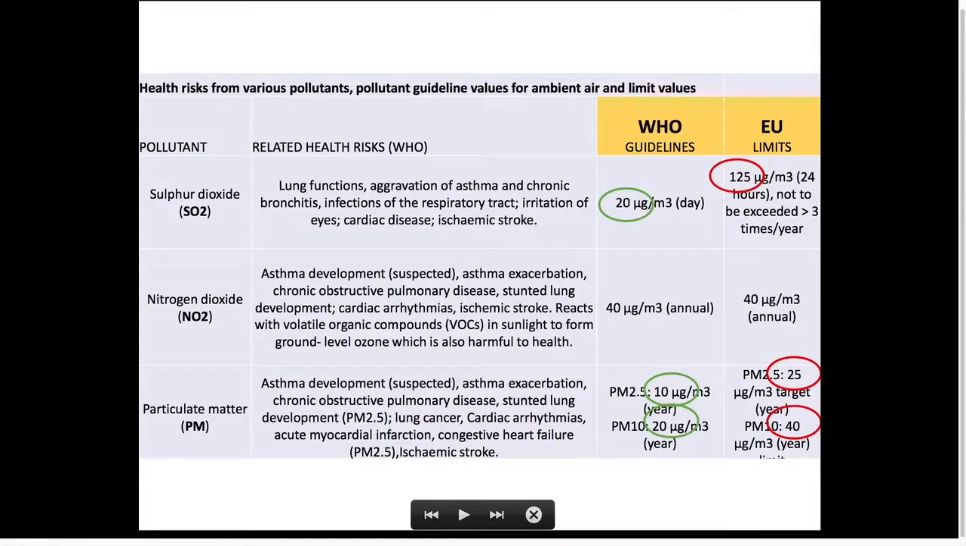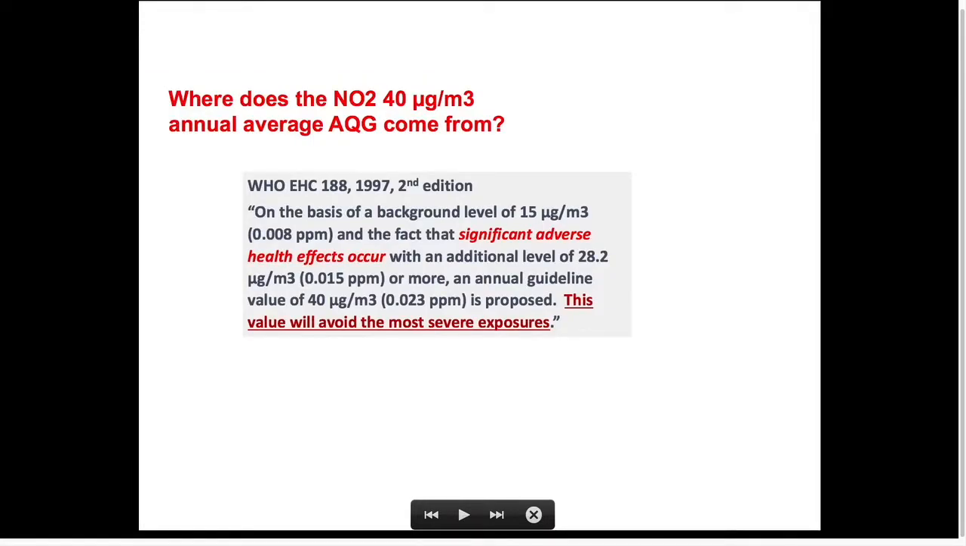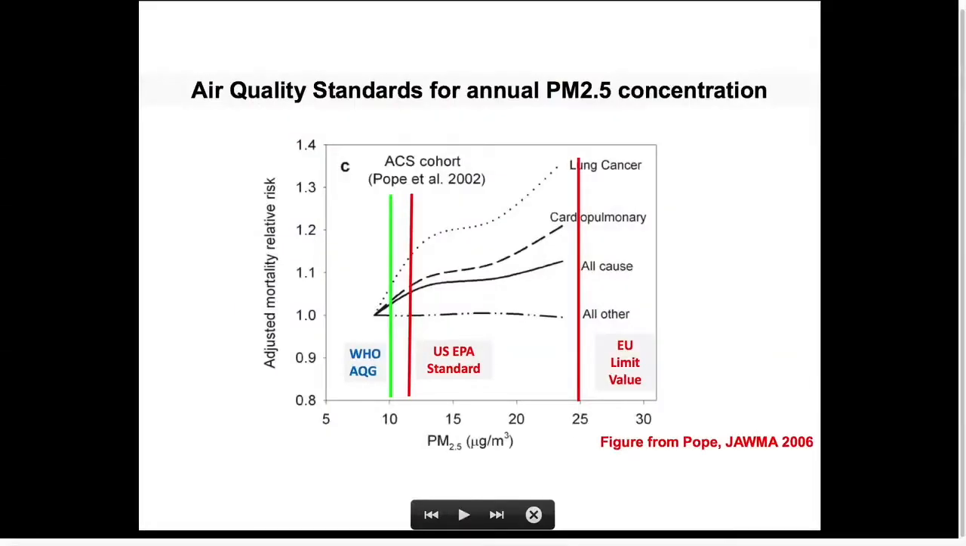Which brings another question. For NO2, the WHO limits are basically the same as the EU limit levels, and those say that this limit of 40 micrograms per meter cube is the value that will avoid the most severe exposure problems, while for PM2.5 and PM10 concentration, there is a discrepancy between the limit values.